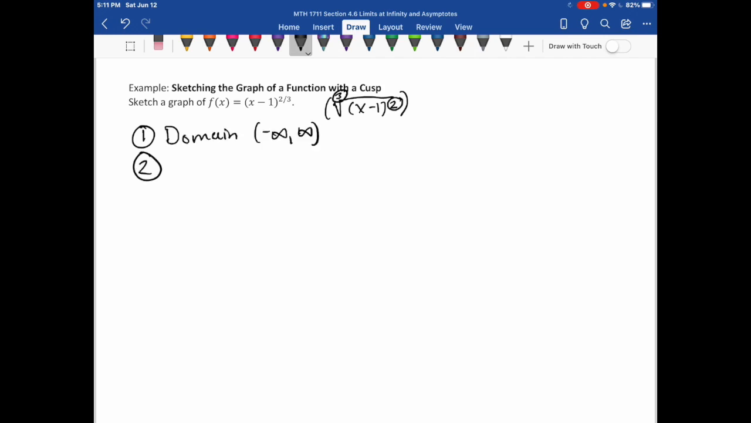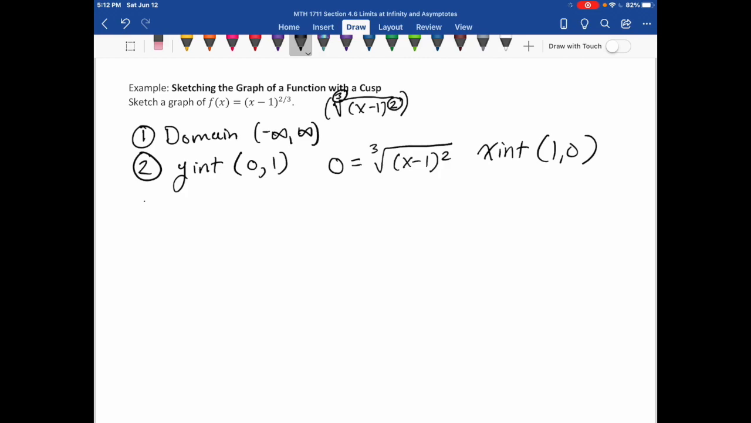Step 2, we're going to find the intercepts. First, let's find the y-intercept. We're going to do that by plugging in 0 for x and see what we get out for y. When we do that, we get that the y-intercept is (0, 1). Now for the x-intercept, we need to see what makes the function 0. So we're going to set the function equal to 0, and then we'll get that x is 1. So our x-intercept is going to be (1, 0).